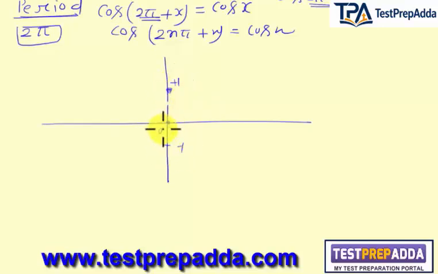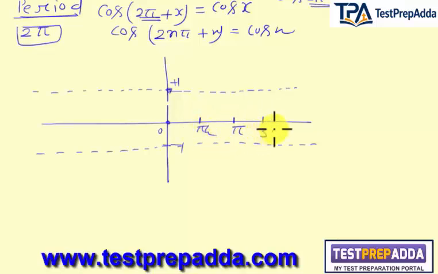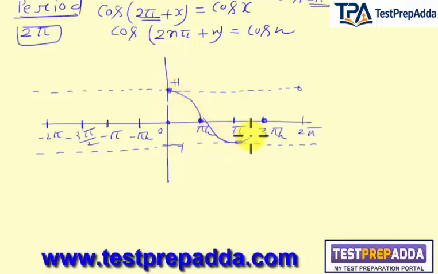+1, -1. Take this as 0. Again, pi by 2, pi, 3 pi by 2, 2 pi. And this side I can write minus pi by 2, minus pi, minus 3 pi by 2, minus 2 pi. Okay, this time cos 0 is 1, cos pi by 2 is 0, then cos pi is -1, then again 0, then maximum. So what will you do? The graph will move like this, and if I extend this side, it will move like this.